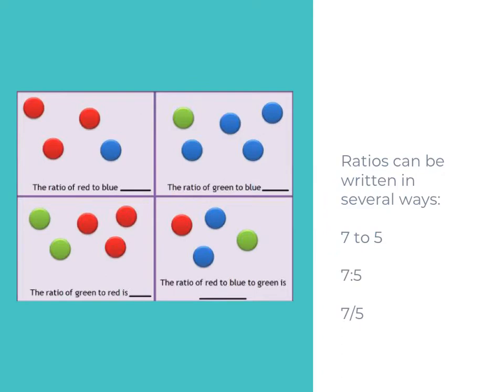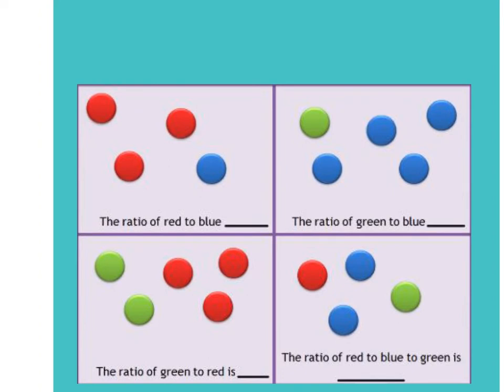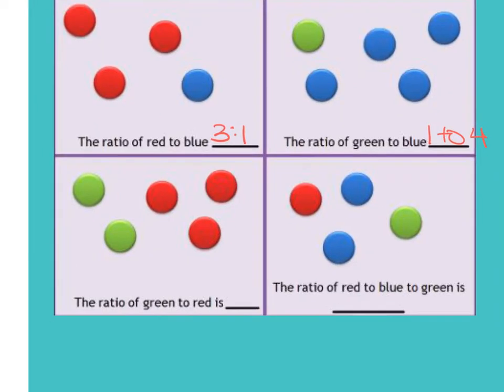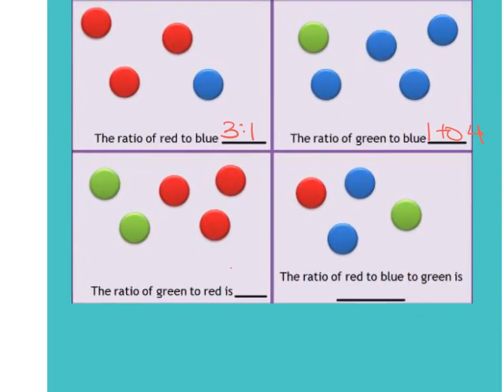I can write my ratios in a few different ways. So I can say 7 to 5, 7 to 5 using the colon, or 7 to 5 using a fraction. Looking at a few examples, my ratio of red to blue is 3 to 1 because I have my 3 red first to 1 blue. Green to blue, in this box, I have 1 green to 4 blue. Green to red in this next box, I have 2 green for every 3 red. I can also have ratios 3 in a row. So my red to blue to green, I could write as 1 to 2 to 1.